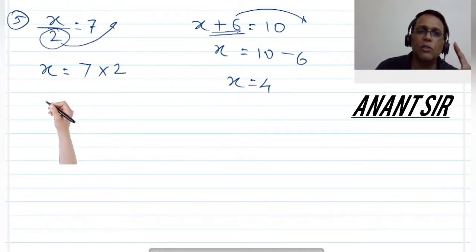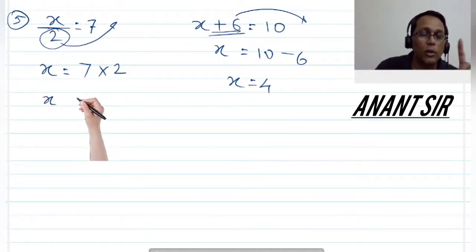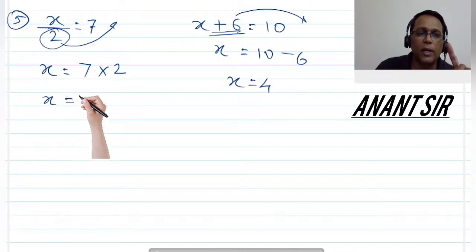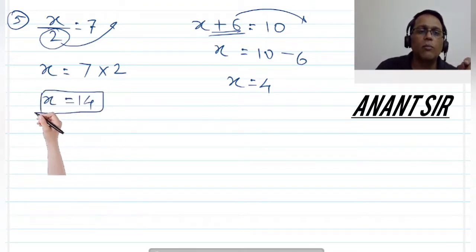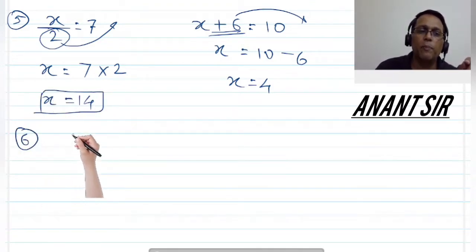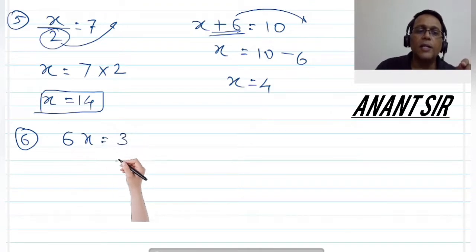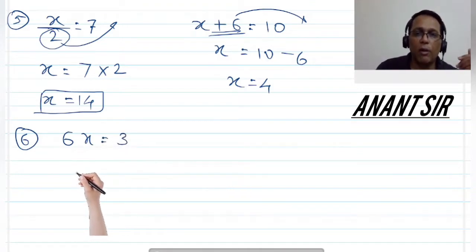It will of course multiply. The sign is not going to change here, okay? So it is going to be 7 times 2, that is 14. Simple. Now if it is 6x by 3, I want to find the value of x.